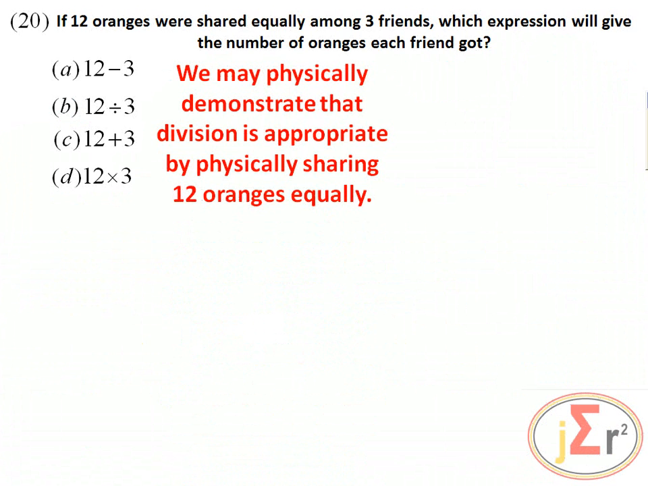We may physically demonstrate that division is appropriate by physically sharing 12 oranges. How? Equally. And division is only suitable for when we are sharing how? Equally. We may physically demonstrate that division is appropriate by physically sharing the oranges equally. How many oranges, Jerry? 12. Right. And I am purposefully putting the oranges down and not using 3 or 4 in any row. So I'm using 5 by 5.